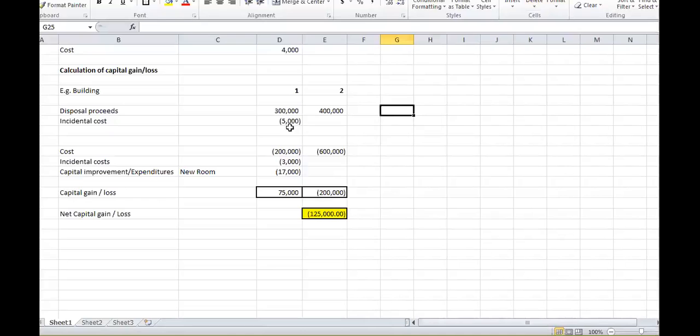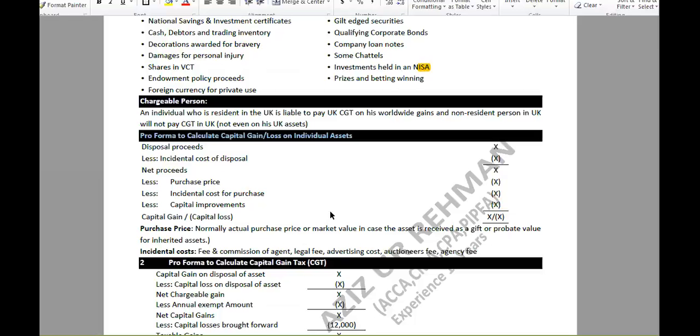So we have sold asset number 1, we have a gain of £75,000 on asset 1, we have sold asset number 2, we have a loss of £200,000 on asset 2, there is a net loss of £125,000. So if there is a net loss, we don't need to pay any tax. If there is a net gain over here, we have to pay tax. Let's come back to our notes.